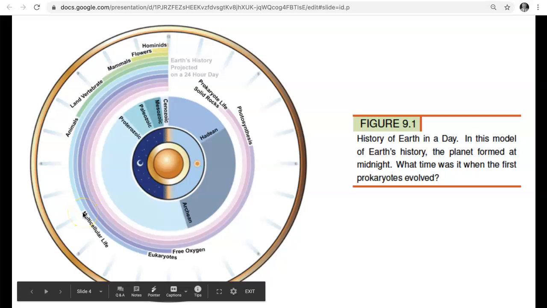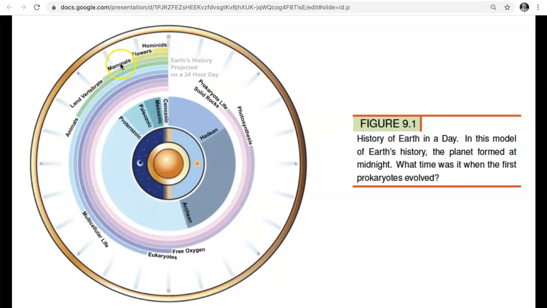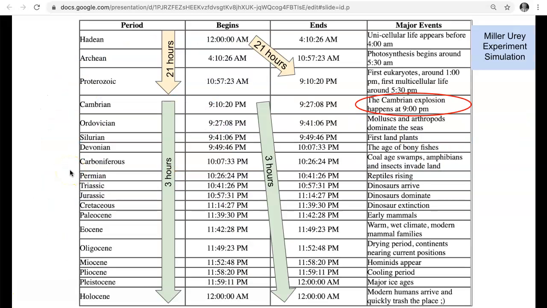First multicellular life is here. Animals, first land vertebrates here, mammals, flowers. But look at this. This tiny slip of time are the first hominids, and hominid is a term which means the first human-like organisms. So we know that our Earth is about 4.54 billion years old, and that's a really big number, and a hard number to get in your head. 1 billion years is 1,000 million years.